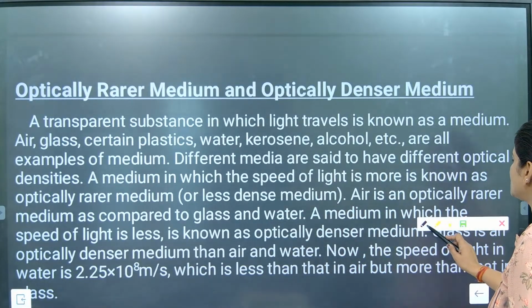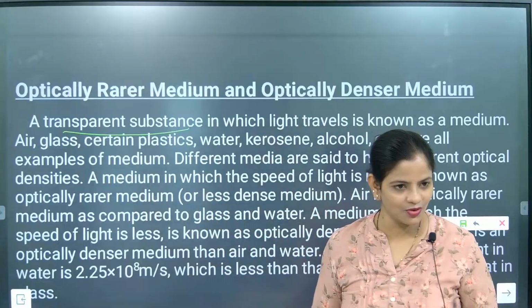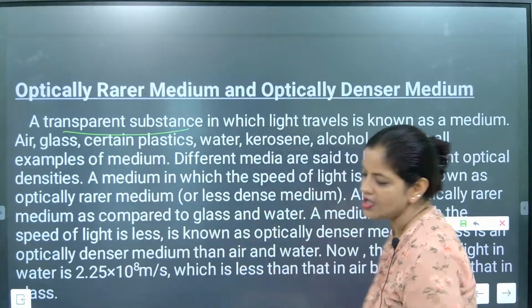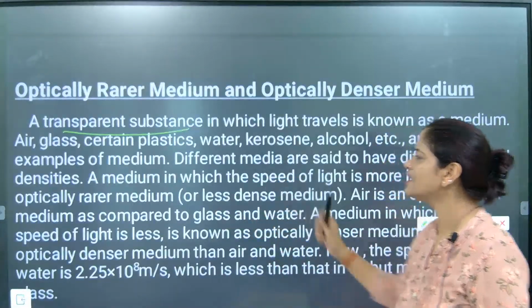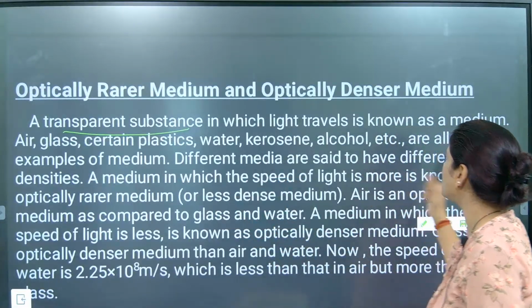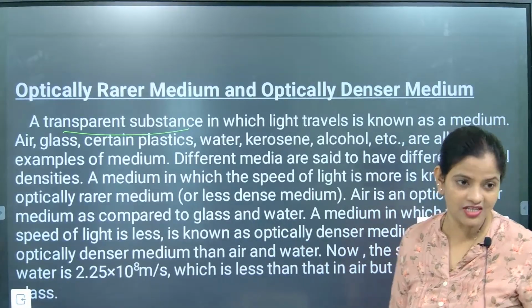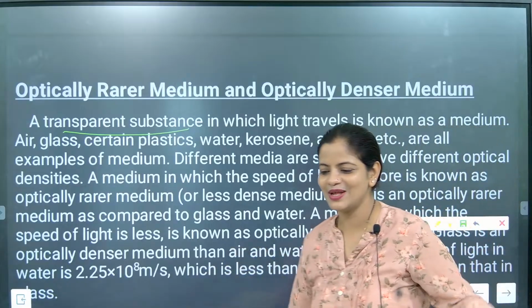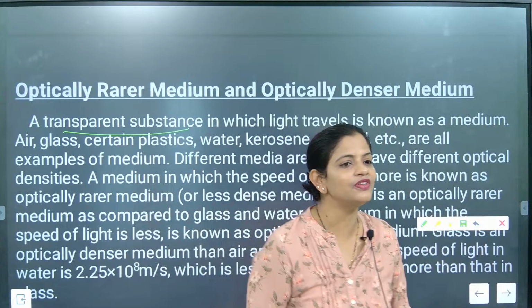Now let's check this one out. What is exactly given? Transparent substance. We know what we need is a transparent substance. Second part, known as medium: glass, air, certain plastics, water, kerosene, alcohol, etc. will be considered as that medium. We already discussed this. Now different media are said to have different optical density. Now we have all the content connected with each other.